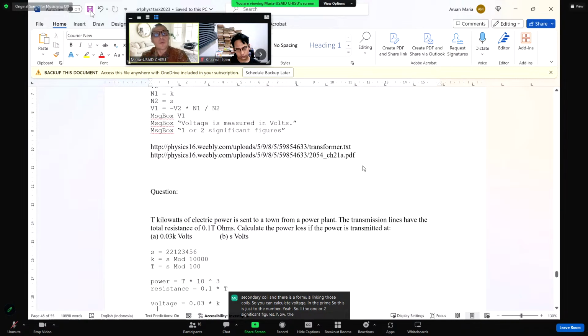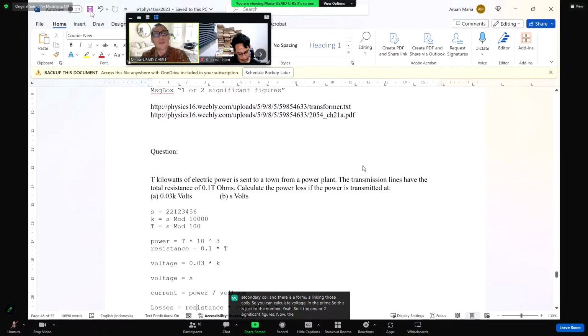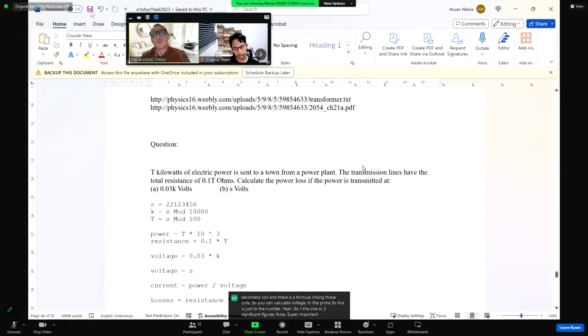Now, this is super important that it's much better to transmit high voltage, because the losses will be much smaller than if you transmit low voltage, because the current for low voltage will be bigger, right? We know it from Ohm's law. And then the losses will be bigger for small voltage, and the losses will be smaller for big voltage.